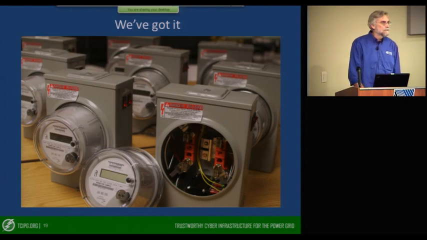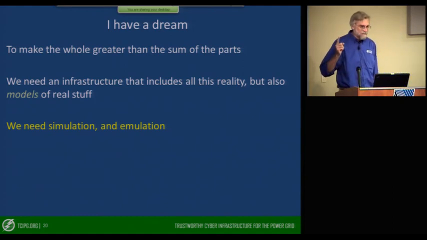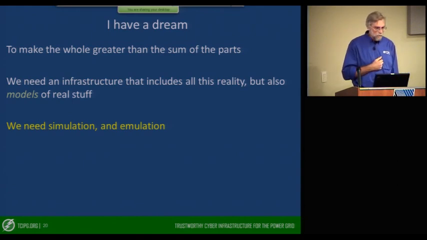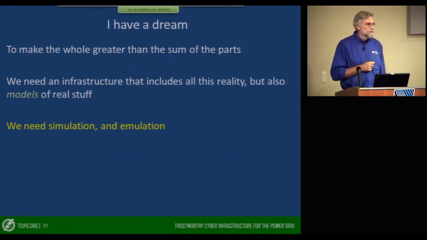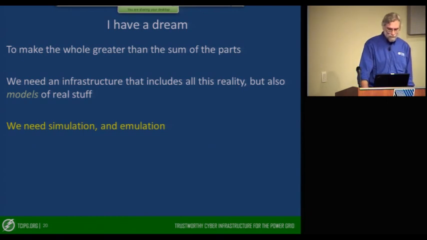We've got lots and lots and lots of pieces to this puzzle. I have a dream. And the dream is to make this pile of pieces, the sum of the parts, have a whole that's greater than the sum of the parts. Pull this all together in some coherent way and actually use it in a useful way. So, we need an infrastructure that includes all this reality, but we also need the infrastructure to include models of real stuff. Because when we're modeling, when we're trying to analyze great big subsystems, what we can stick in a lab is a lot smaller than what's out in the field. And so the way you represent things that you can't have for real in the lab, that's where you bring in the simulation and the emulation. And that's really the point of this talk.